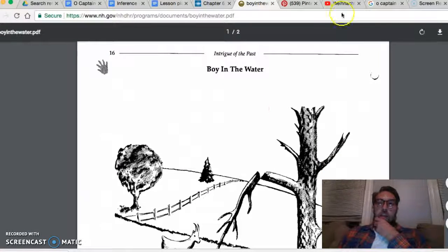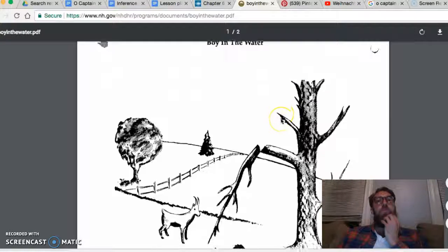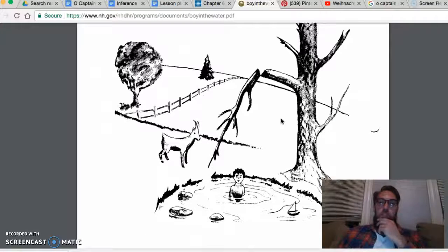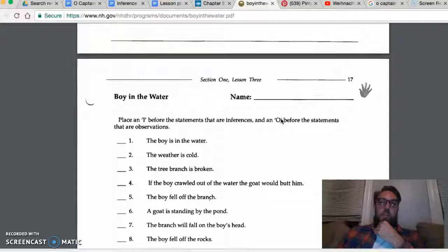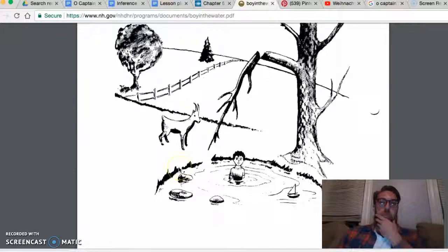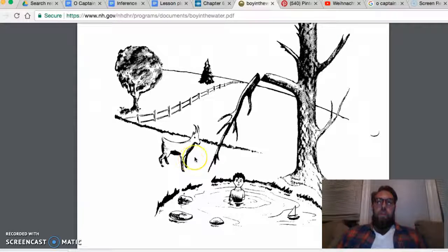Let's look at another example. This one is called The Boy in the Water, and it's a little bit more difficult. So you're going to do this yourself. You're going to do this on the back side of your notes. You're going to put an I if it's an inference, or an O if it's an observation. Okay, press pause and do that now.